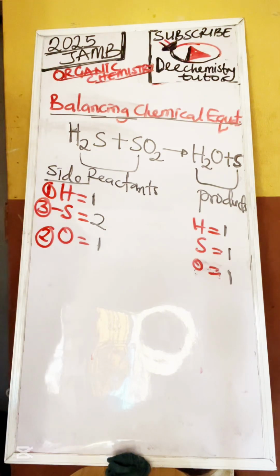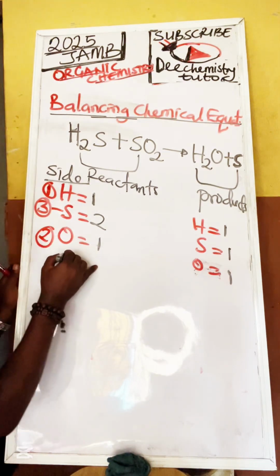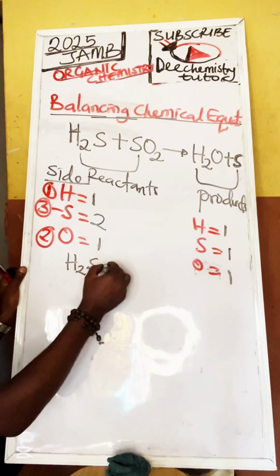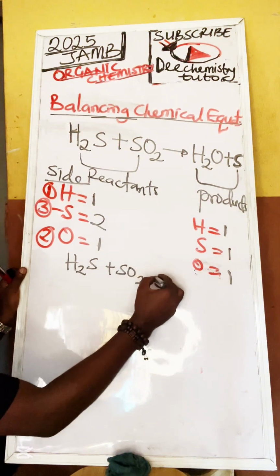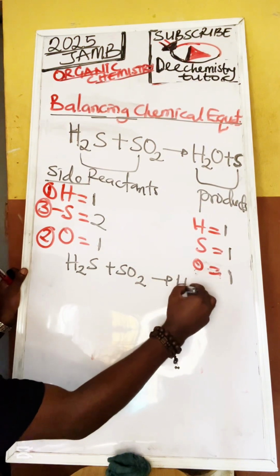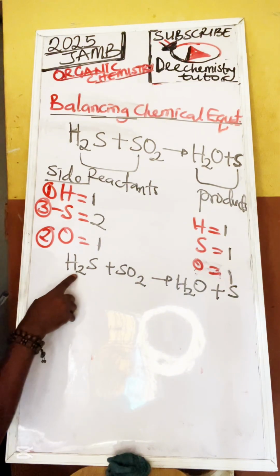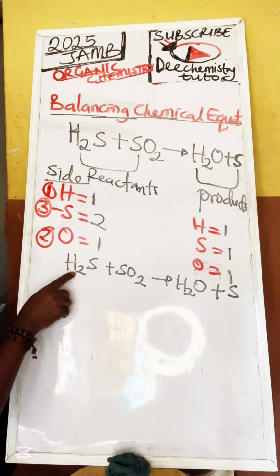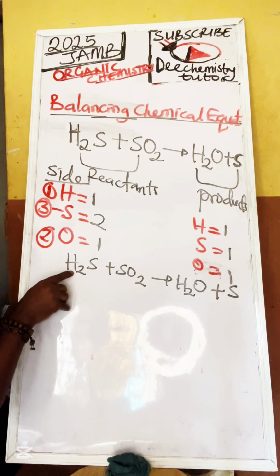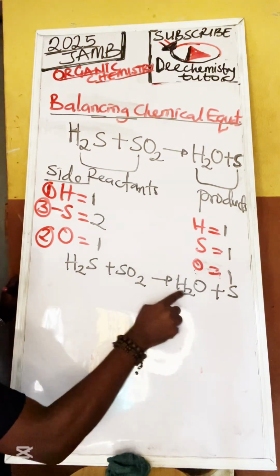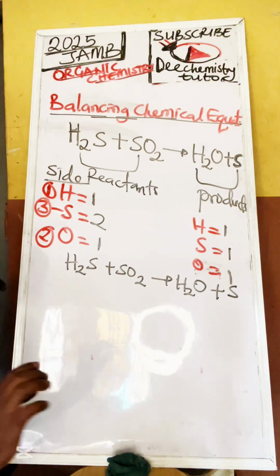Now let's get into it. H2S plus SO2 to give what? H2O plus S. Now look at it. How many hydrogen is here? Hydrogen here is 2 because of the 2 here. How many hydrogen do we have here? Hydrogen here is also 2. That means hydrogen is balanced.